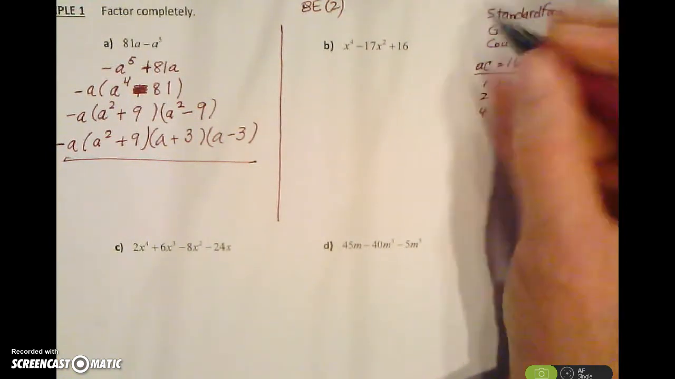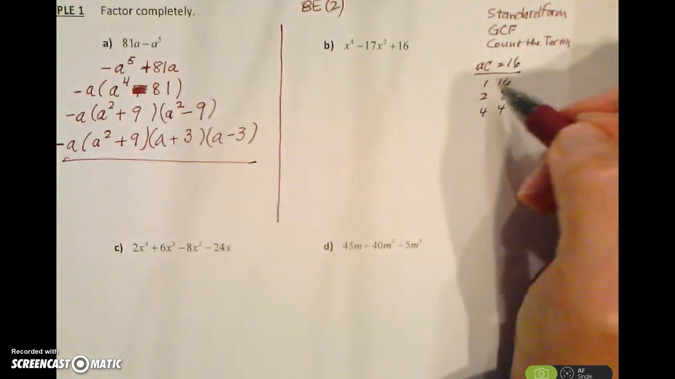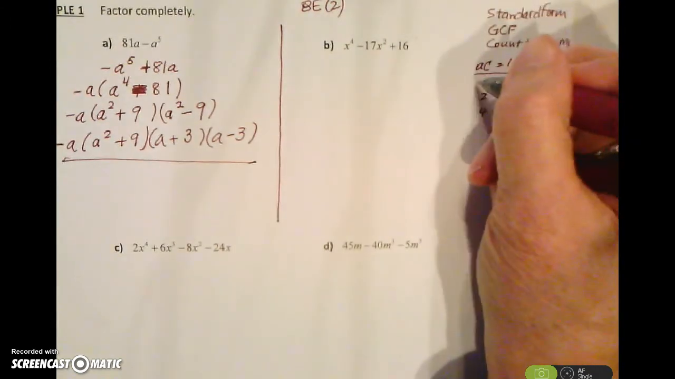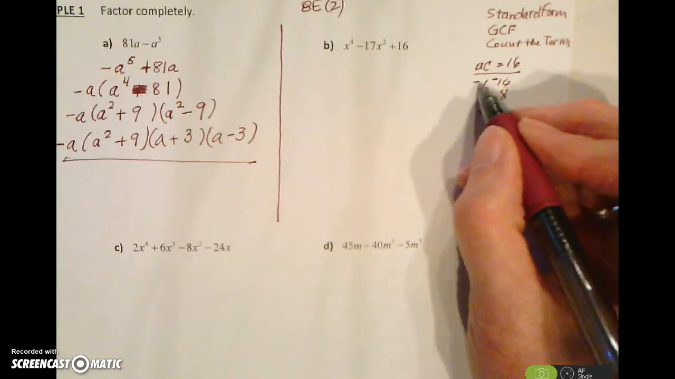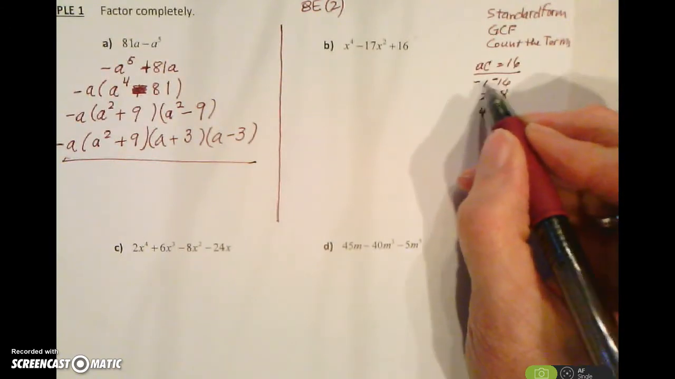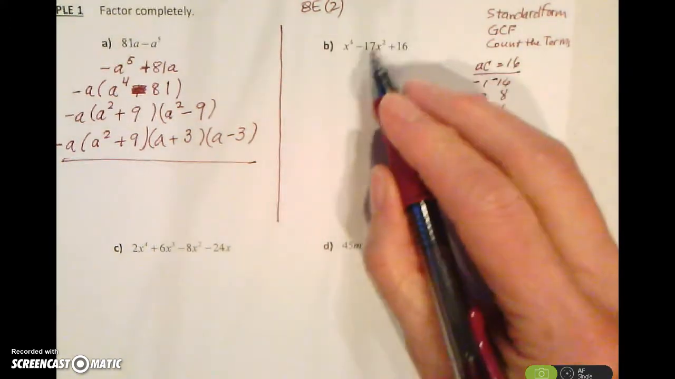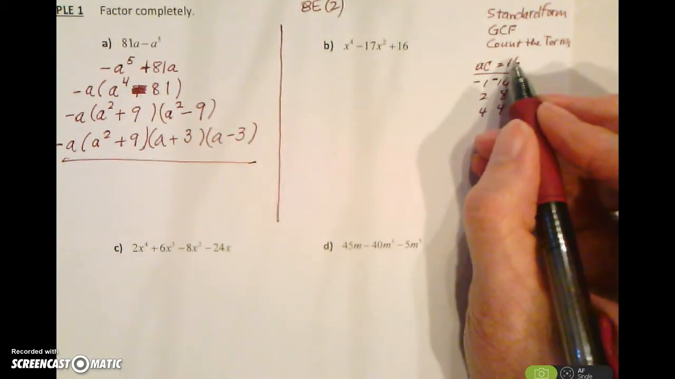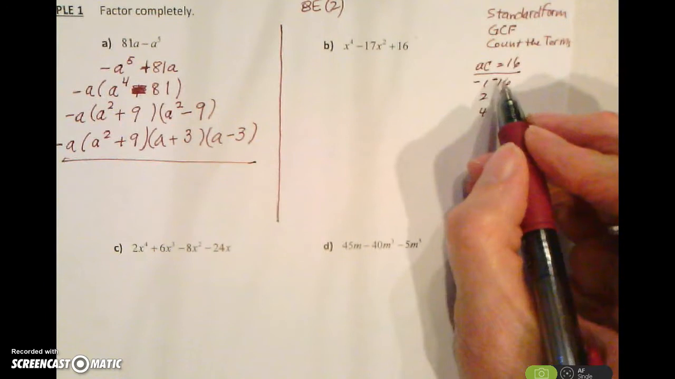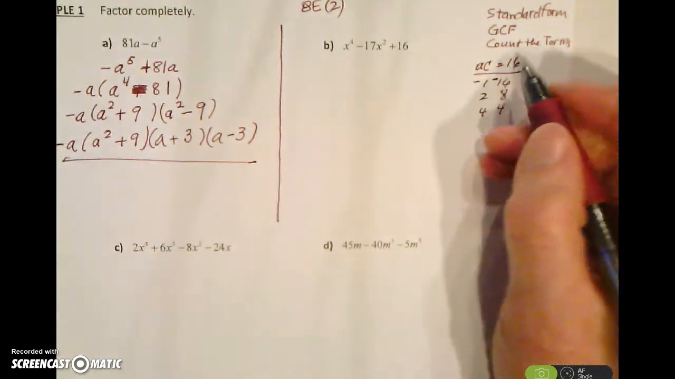Here's one that adds up to positive 17, but I need a negative. So that means this will be a negative and a negative. So remember, you need to be careful with the signs to make sure not only do they add to negative 17, but they still multiply to be positive 16, which it does. So I'm going to choose these two numbers.